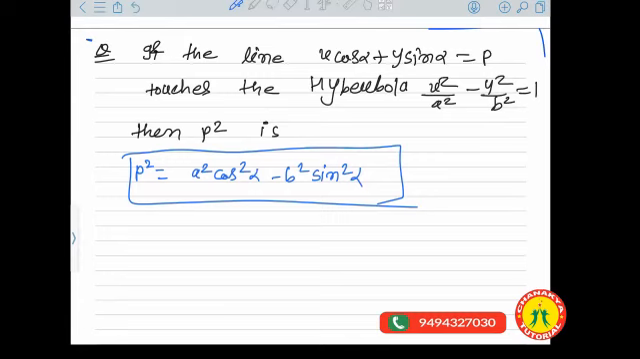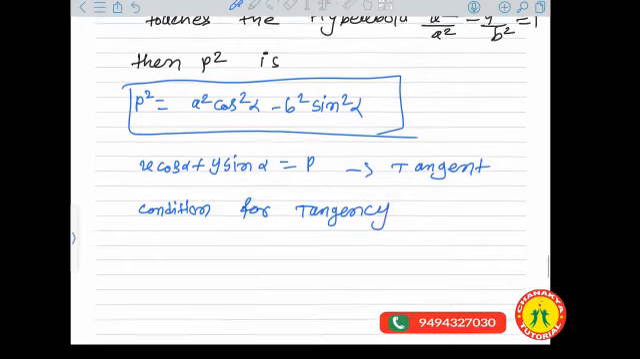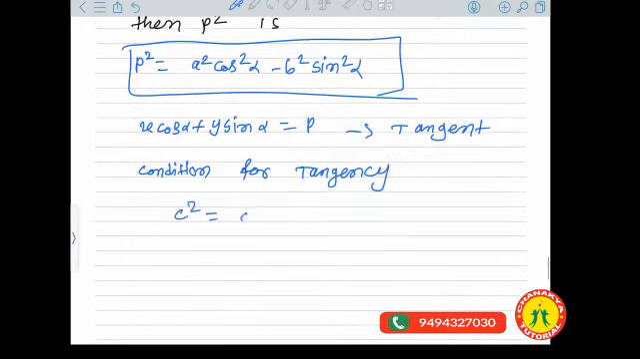Simple question. We need to apply the condition for tangency. Given is x cos alpha plus y sin alpha is equal to p. Touch the hyperbola, it means it's an equation of tangent. Tangent line का equation है. So condition for tangency क्या होता है? If this line is tangent, it means we must follow c square equal to a square m square minus b square.